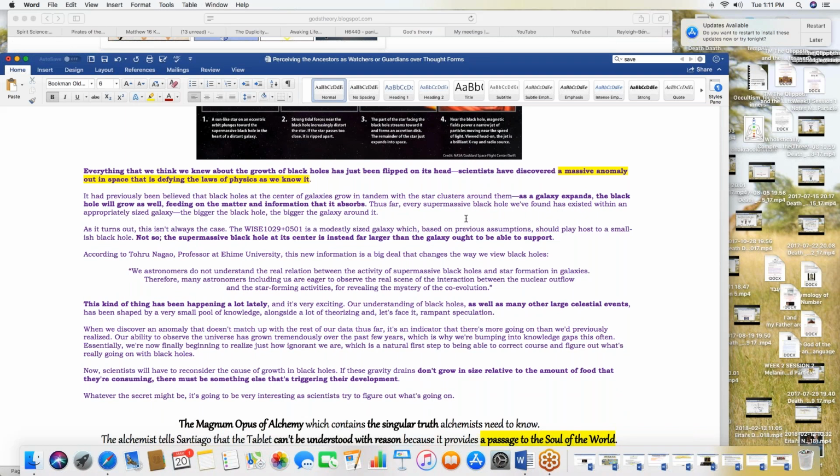As a galaxy expands, the black hole will grow as well, feeding on the matter and information that it absorbs. And this is what we were told, where this paradox existed, where we abhorred meat, but we were still arriving at the gates of death. Are you all with me? So we explained it away like this. This is the high understanding of this.